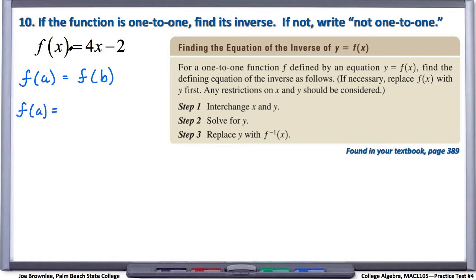All we're going to do is take our given function, replace x with a, and so there we have f of a. We'll find f of b. We'll take our given function, replace x with b. And now that we have f of a and f of b, we can set these two things equal to each other. So 4a minus 2 equals 4b minus 2.